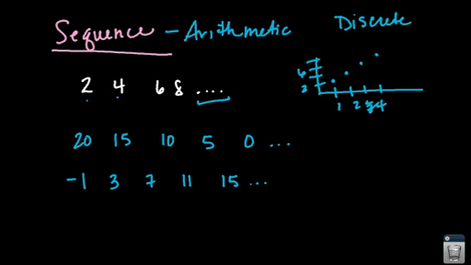So we also need to talk about the word terms. Okay, so a sequence is made up of terms. So this would be term 1, term 2, I'm going to say T2, term 3, term 4, right? 1, 2, 3, 4, 5. There's 5 terms. This one is term 1, term 2, term 3, term 4, term 5.